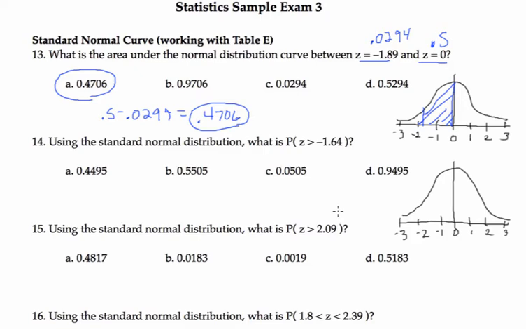Using the standard normal, what is the probability that z is greater than negative 1.64? Negative 1.64 is about here. We're looking for greater than. We'll look up a z-score of negative 1.64 in our table. We get that the area to the left is 0.0505. So we know that this area right here is 0.0505. Our table always tells us to the left. So to find that area to the right, the greater than, we do 1 minus.